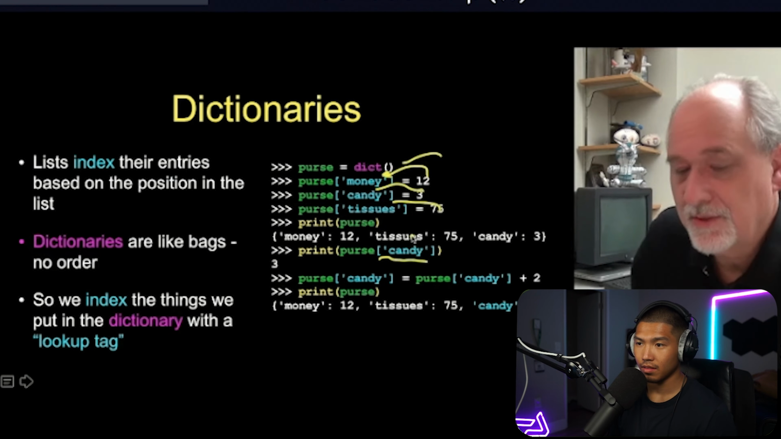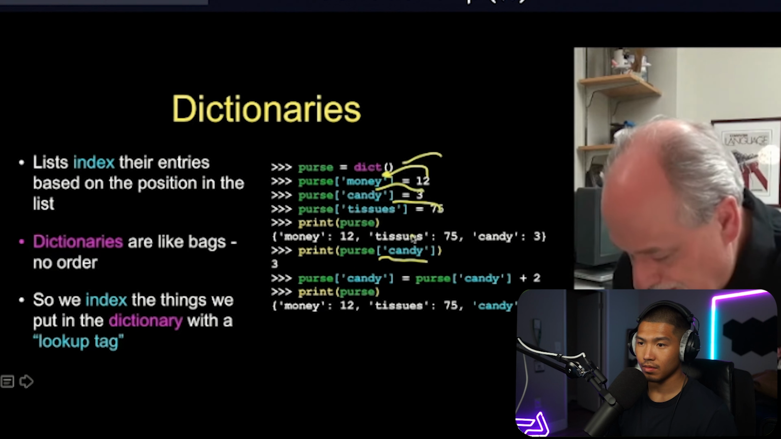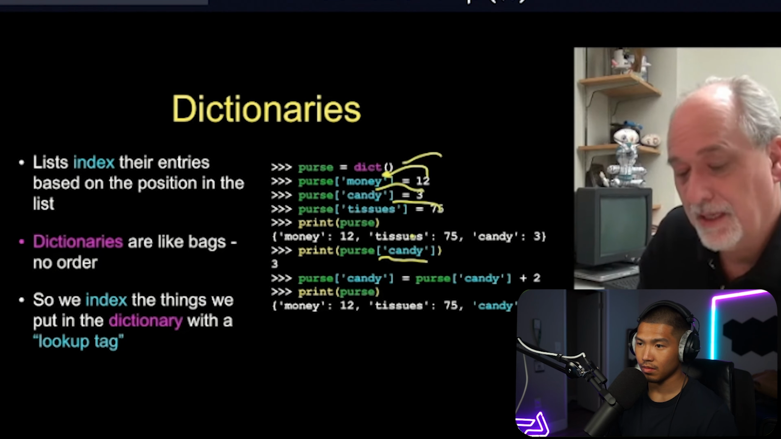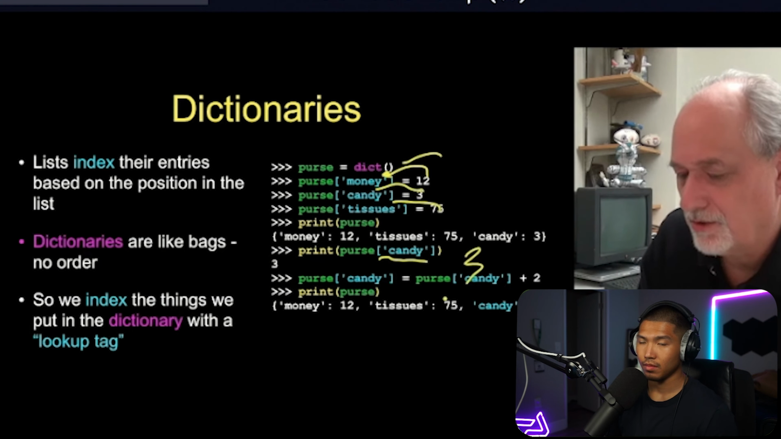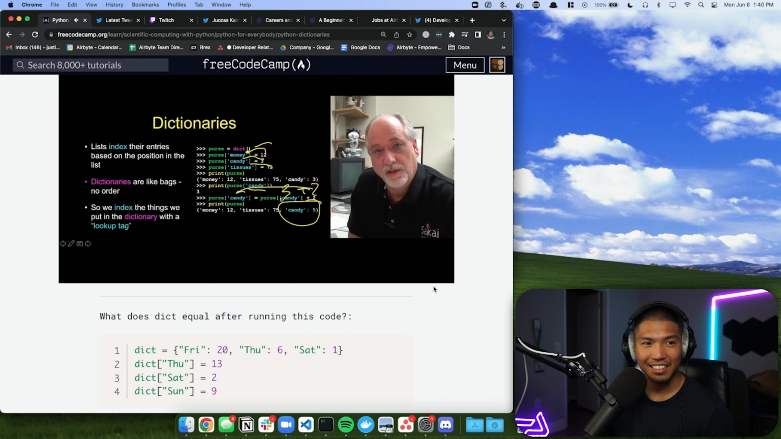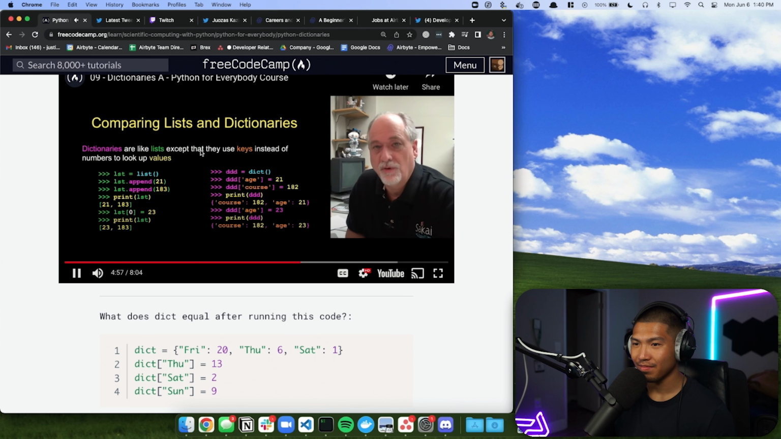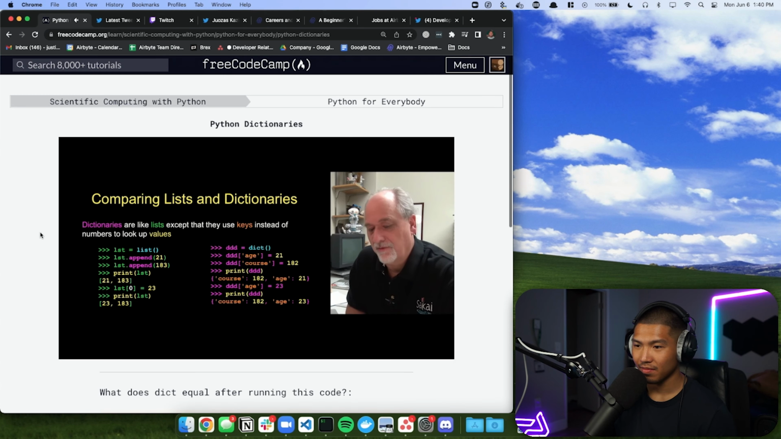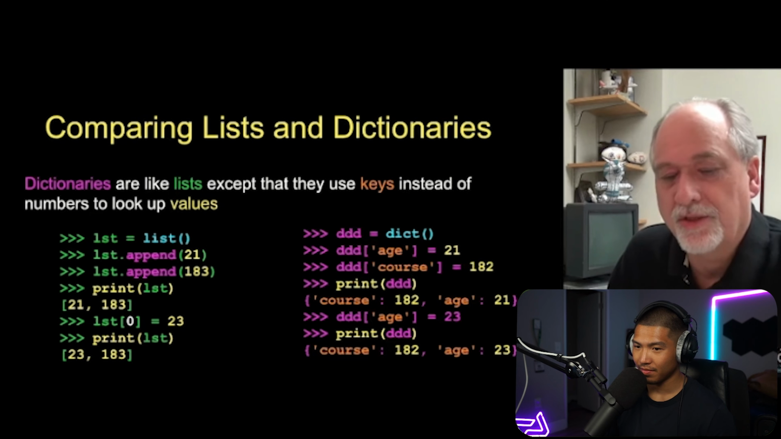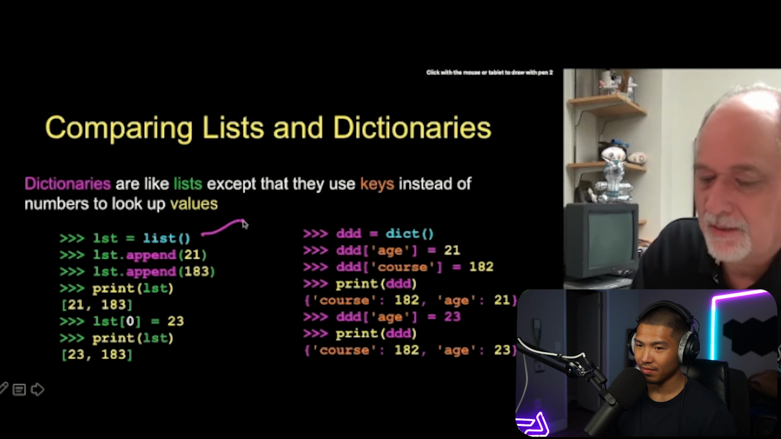We can ask, as an index operator, what is purse of candy? That's like saying, hey, give me back candy, and out comes number 3. We can update stuff. So we can say, like, go grab the candy version, add 2 to it. Now we see that candy has been set up to be 5. And so if you look at the difference between lists and dictionaries, they both can have new items added to them. We haven't talked a lot about deleting, but items can be deleted from them. The difference is the indexing mechanism, how we store things and how we look things up.